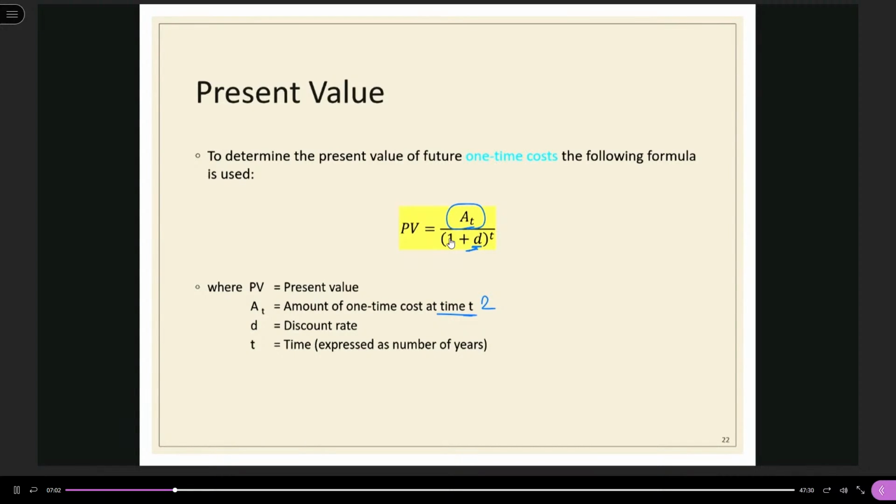So the present value of AT: at the end of the second year, you need to pay AT, and the present value means that if you need to pay today, this would be the amount. This is the present value of this AT one-time cost. This is the simple equation that we use to calculate the total amount when you have compound interest.